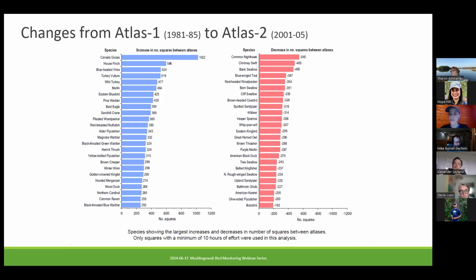So those folks who are familiar with aerial insectivores, so birds that eat flying insects while they're flying, will see a lot of familiar names on there. So common nighthawk, chimney swift, bank swallow are all aerial insectivores that are showing the greatest declines between the second atlas and the first atlas. Next slide, please.